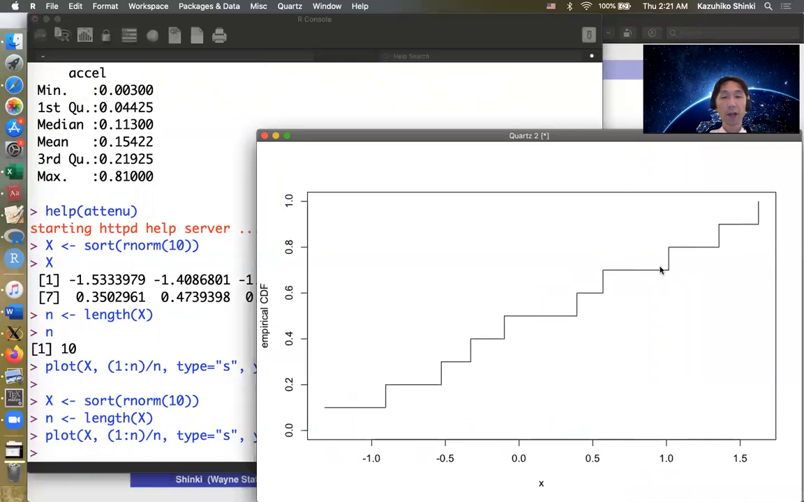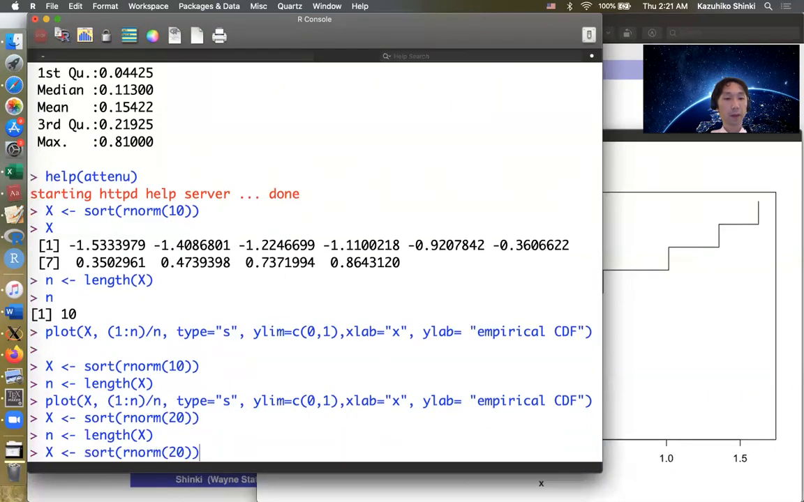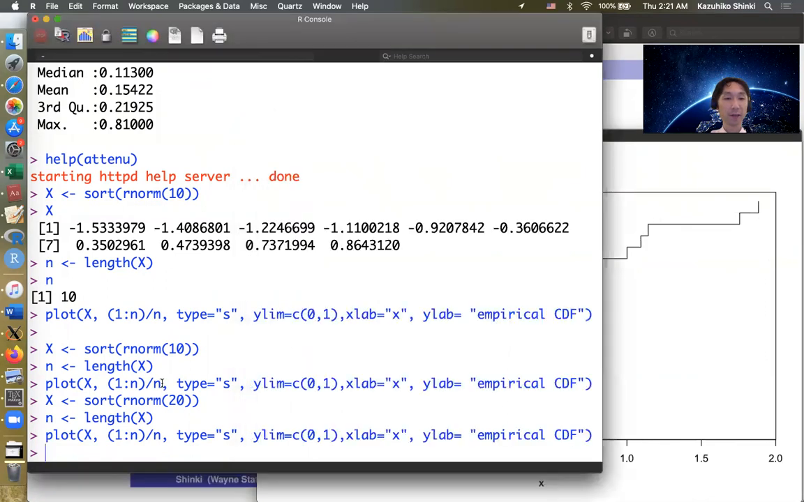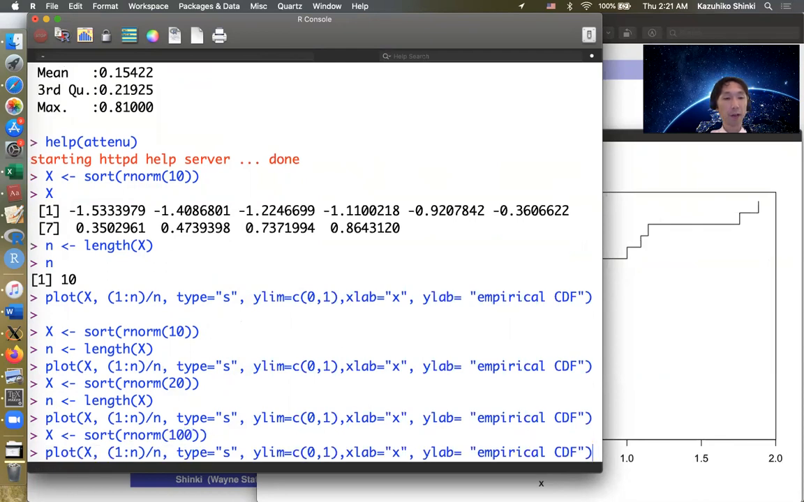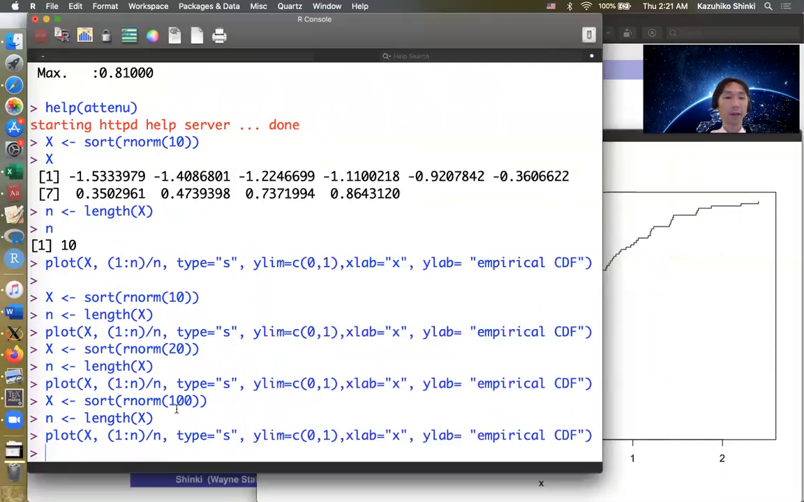And this graph approaches the standard normal CDF if n gets larger. Let's try that. We make n a little larger, 20. Then we still have a zigzag curve, but it's a little smoother than the case where n is equal to 10. If we make n equal to 100, then this looks almost like a CDF.